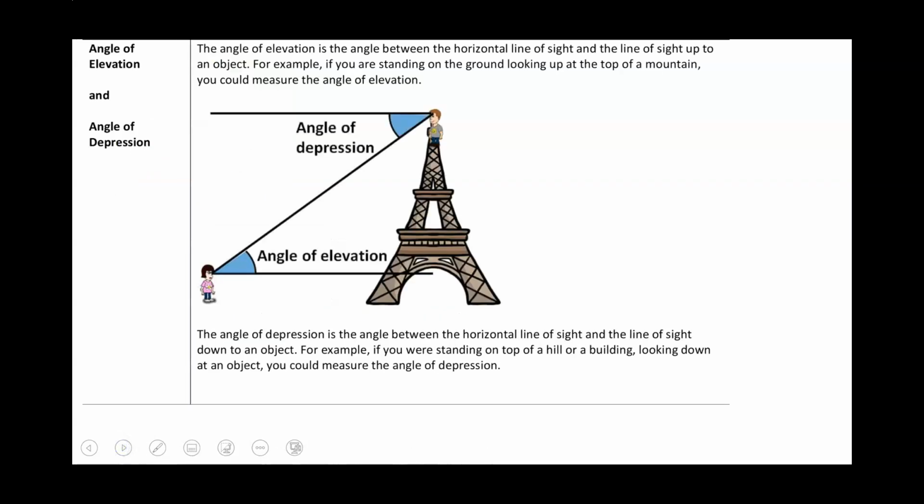Our next topic is going to be the angle of elevation and angle of depression. So the angle of elevation is the angle between the horizontal line of sight and the line of sight up to an object. So let's say you're standing here. This is the horizontal line of sight, and then this is the line of sight to the top of an object. So this is going to be your angle of elevation here. And your angle of depression is the angle between the horizontal line of sight and the line of sight looking down at an object. So the angle of depression is going to be this one.